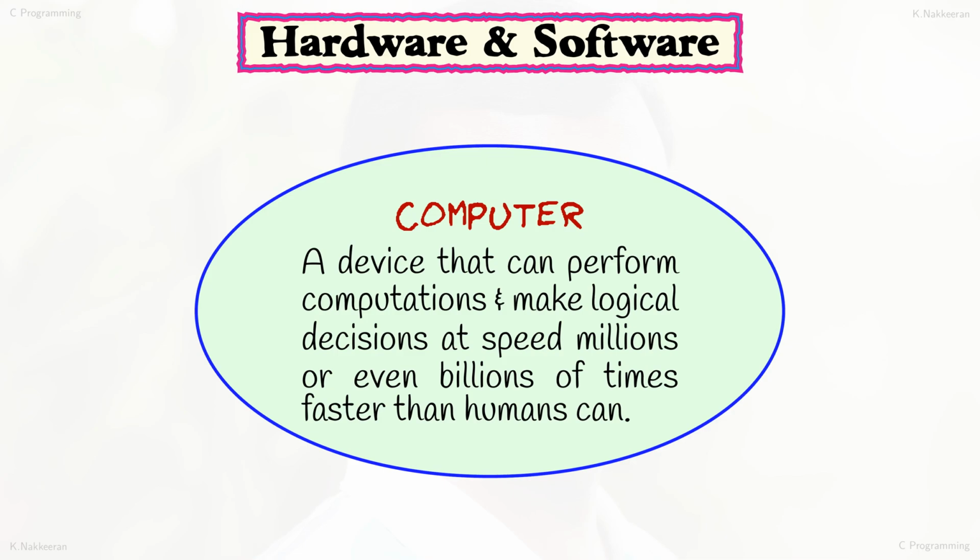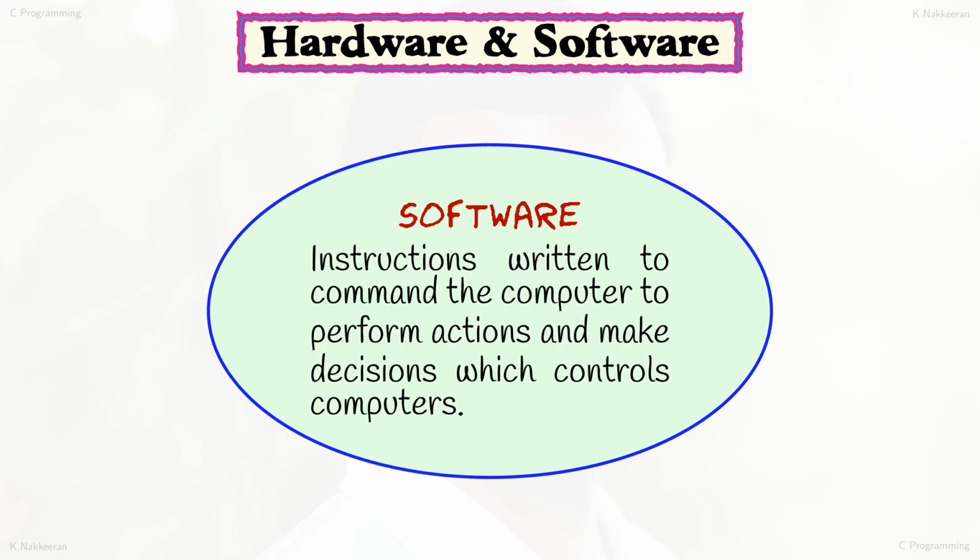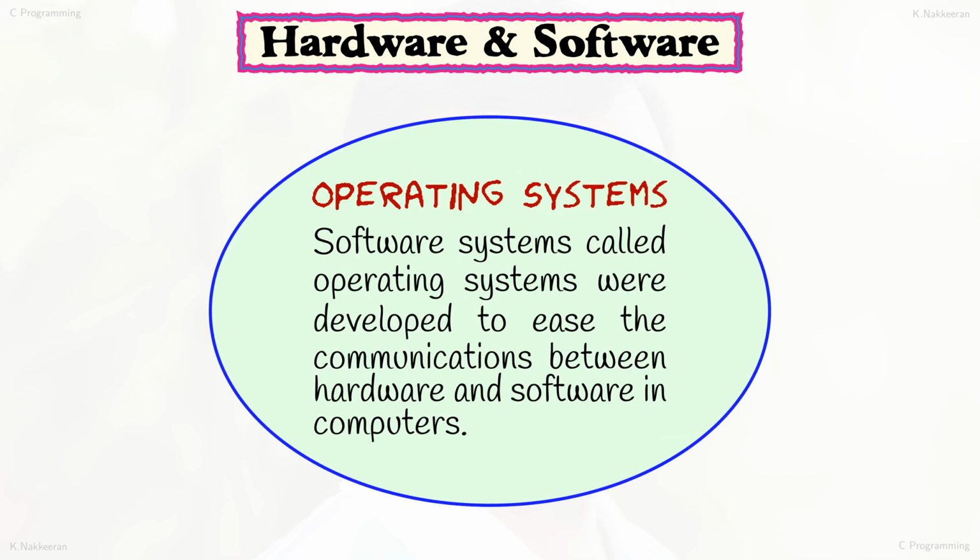A computer, often referred to as hardware, is a device that can perform computations and make logical decisions at speeds millions or even billions of times faster than humans can. Software are instructions written to command the computer to perform actions and make decisions, which controls computers. Software systems called operating systems were developed to ease the communications between hardware and software in computers.